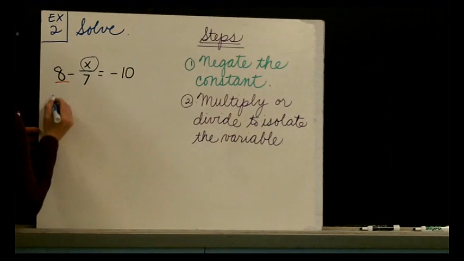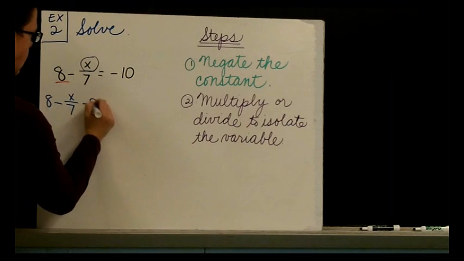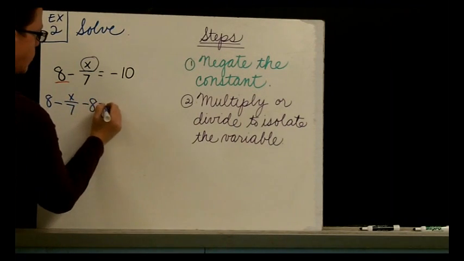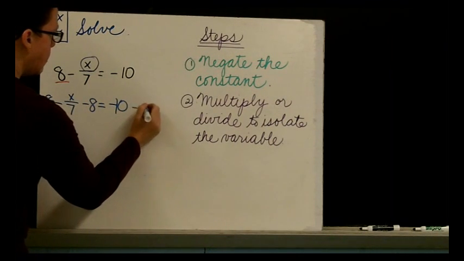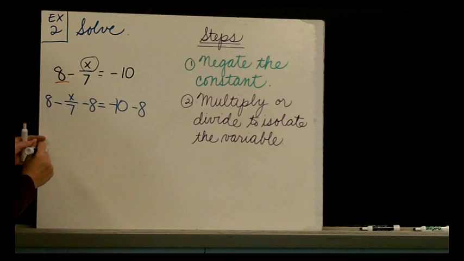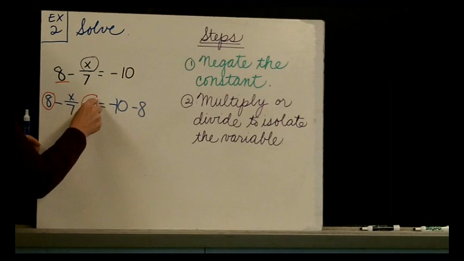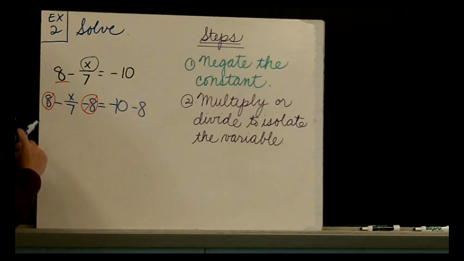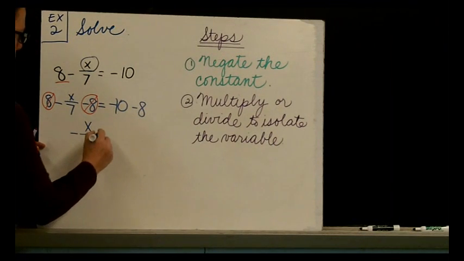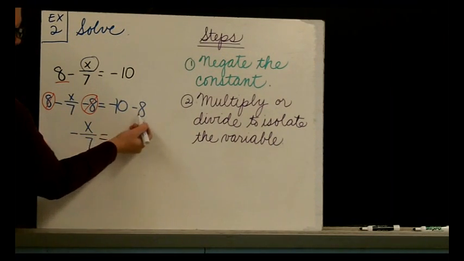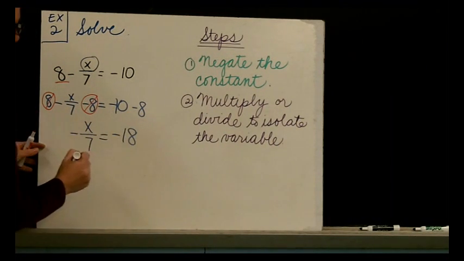First, we'll copy down the expression exactly the way that it's written, and then we apply our negative 8. We'll do the same thing on both sides. We'll bring down what we have, and then an additional negative 8. And then look what happens. We have a positive 8 and a negative 8, and they cancel each other out. And that leaves us with a negative x over 7. And then when we combine the negative 10 and the negative 8, we get negative 18.